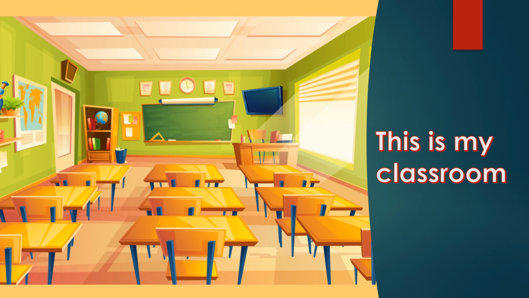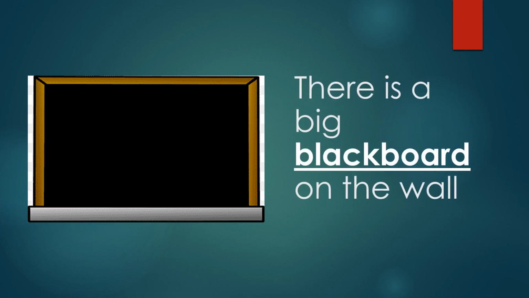Look at these pictures carefully. We can see a blackboard, benches, desks, charts, doors, windows and dustbin. With the help of these pictures, we'll read the sentences aloud. So what is it? It's a blackboard. So there is a blackboard on the wall. In my classroom, there is a big blackboard on the wall.